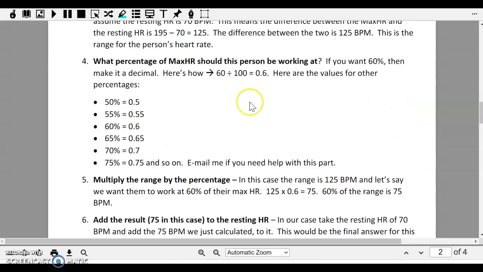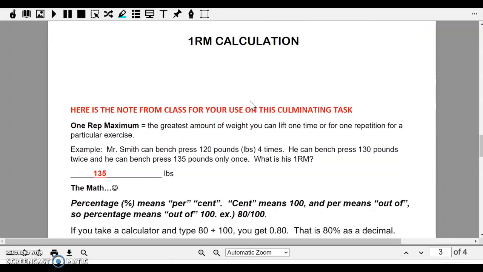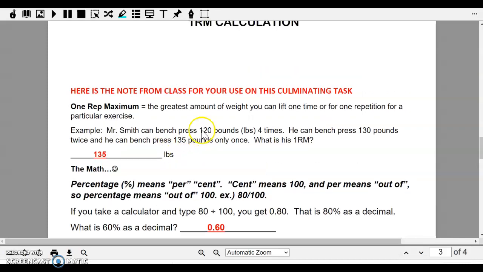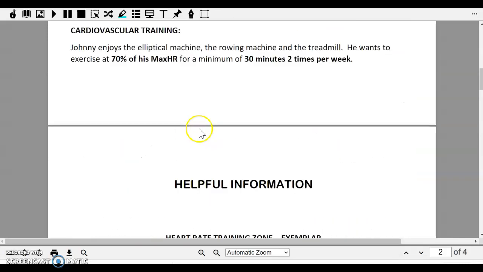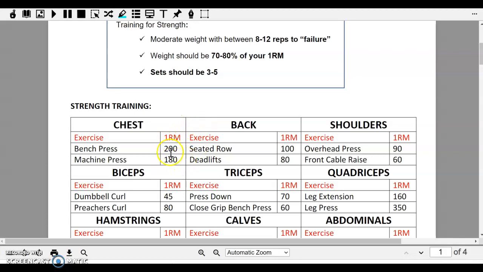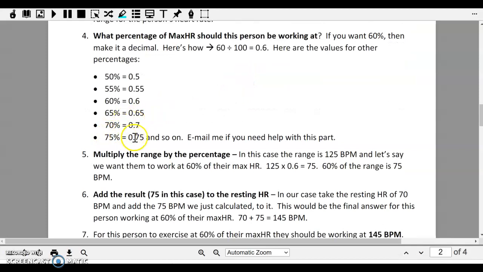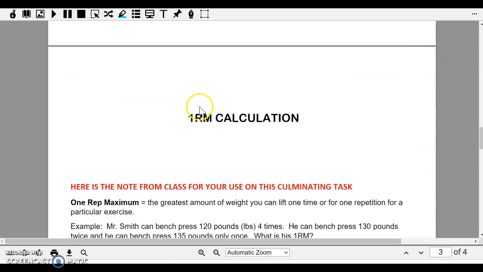Nothing different, but I've also included how to get the percentages here. The example we used in class was about myself. I can bench 120 pounds 4 times, 130 pounds twice, and 135 pounds only once. Therefore, my 1 rep max is 135 pounds. You don't need to do any calculations for Johnny Exercise. I've already given you his 1 rep maxes right here. You just need to take these values and multiply them by 70 to 80%, somewhere in there. So that's either going to be decimal 0.7, 0.75, or 0.8, whatever you'd like to choose.